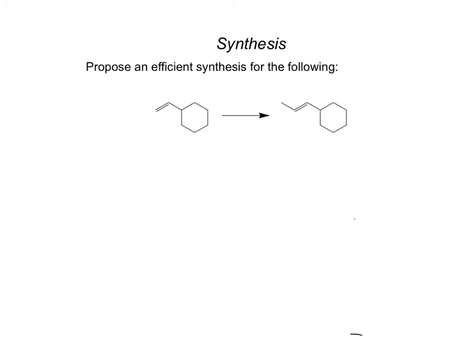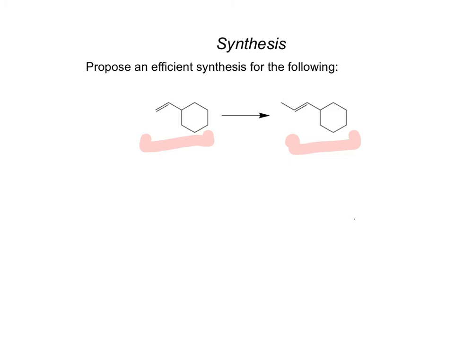Now we're going to do a practice problem to get into this synthesis mode, this idea of taking simple precursors and making whatever we want with them. In this problem, they're asking us to propose an efficient synthesis. So they want to know the reagents and the order in which we're going to add them to take our starting molecule, this one, and make this one out of it.